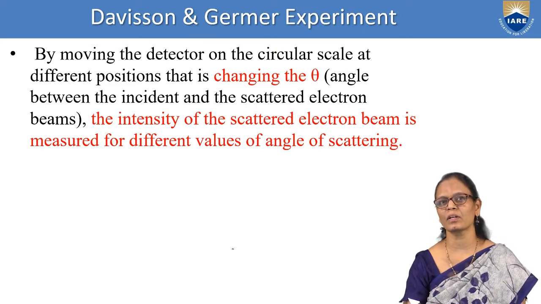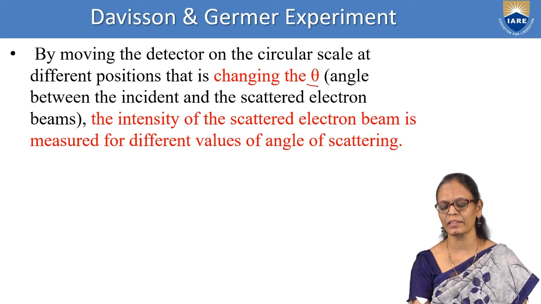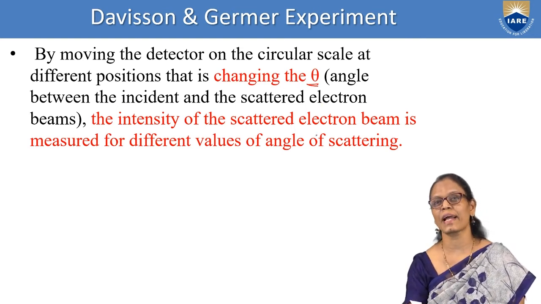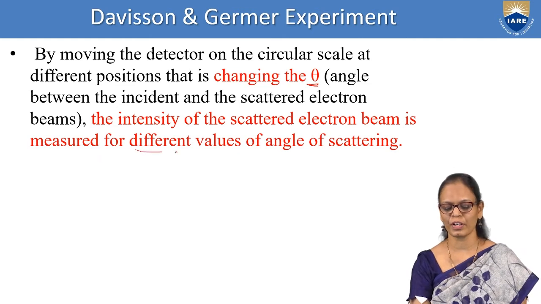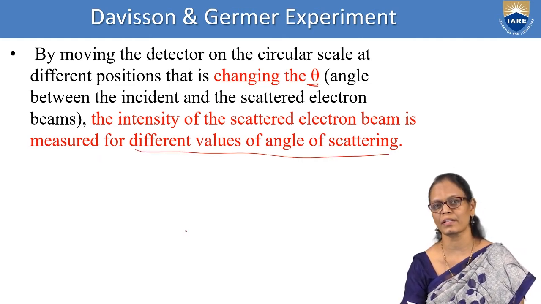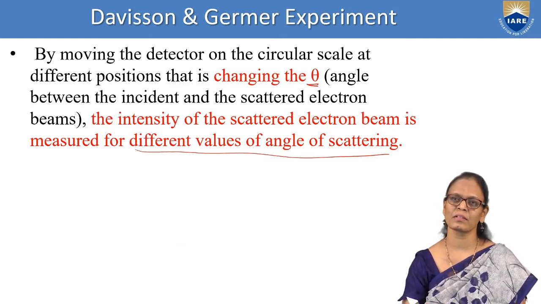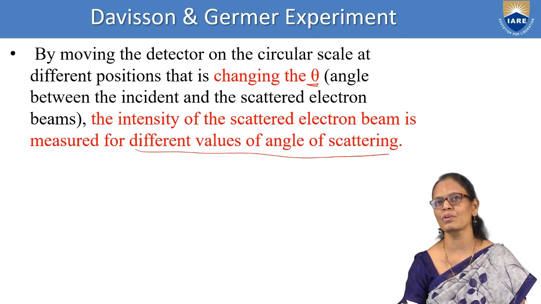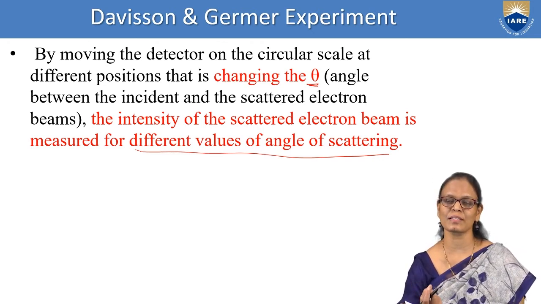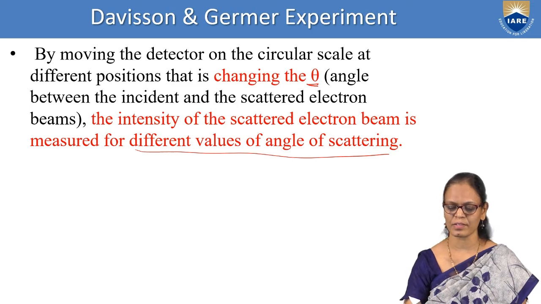Now, by moving the detector on a circular scale to different positions, you are changing the angle theta, which is very important here. What is angle theta? It is the angle between the incident and the scattered electron beams. When you change this angle, the intensity of the scattered beam is measured for different angles of scattering. As the angle varies, the diffracted beam also changes, and you are capturing this beam at different angles.